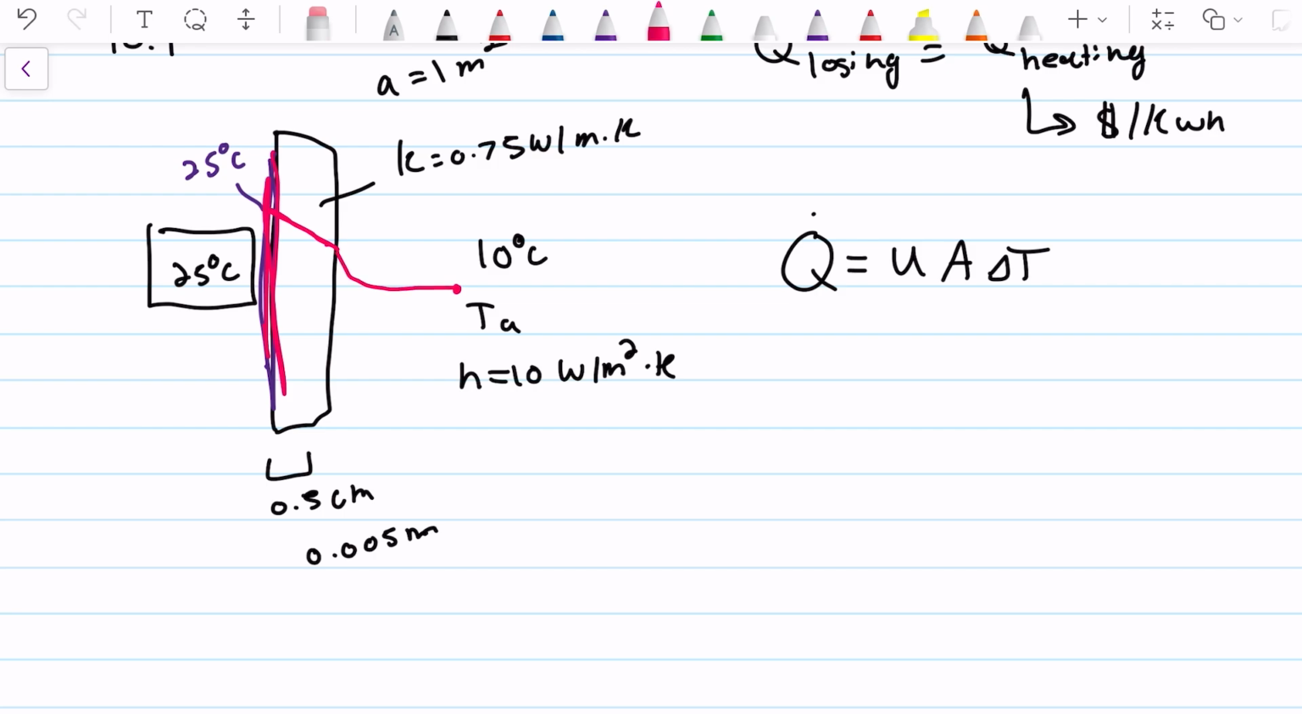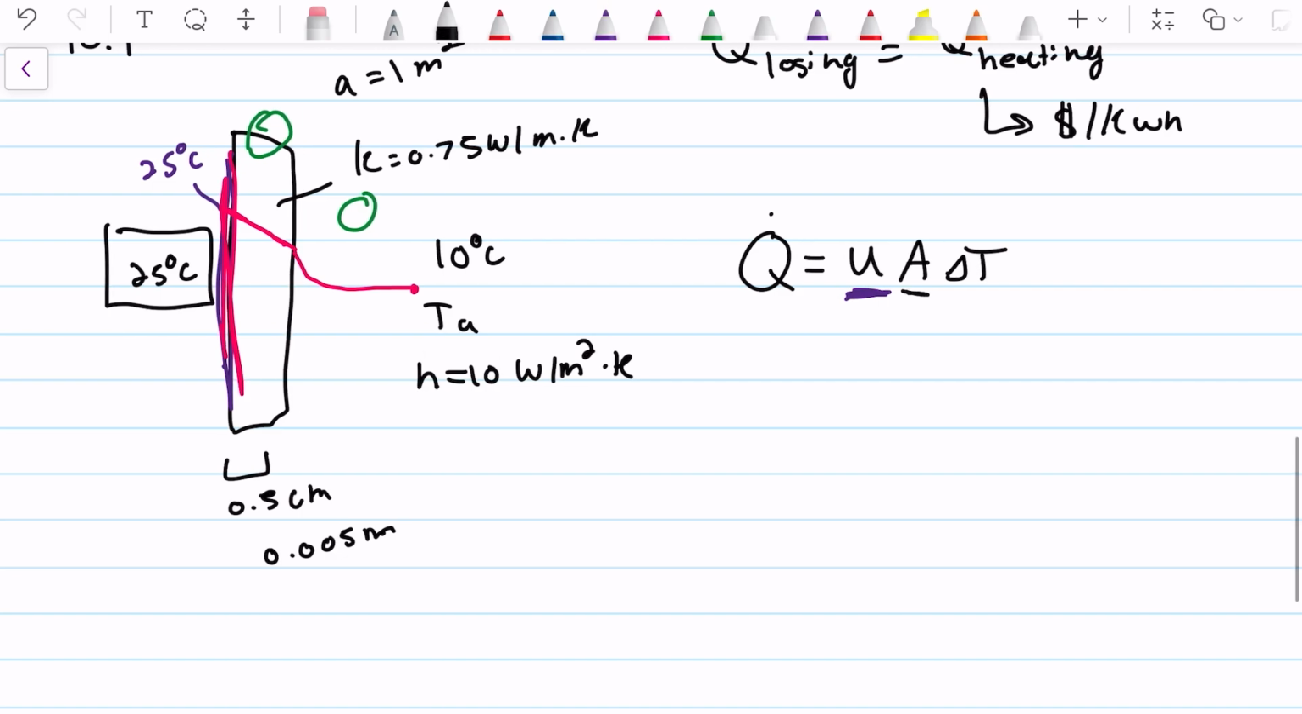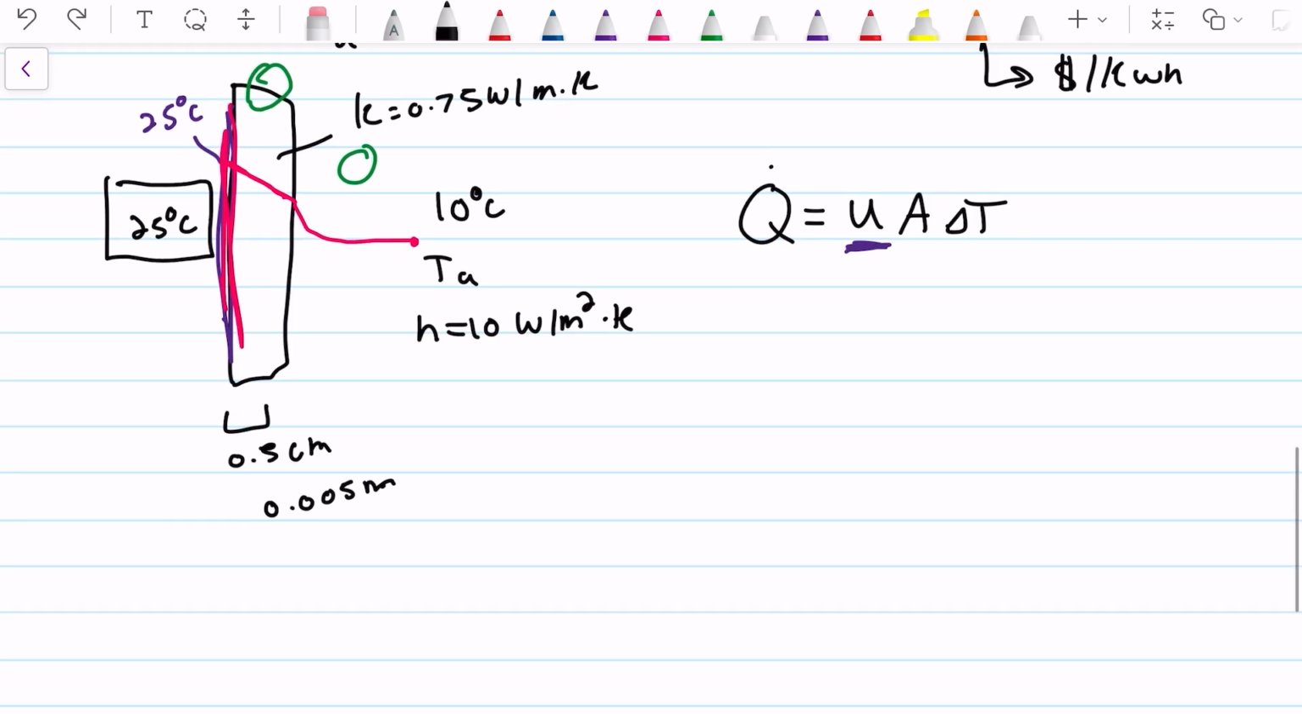So basically, we have two different contributions to the thermal resistance, and it's very convenient to solve problems like this using the overall heat transfer coefficient, because this is known, temperature drop is known. So let's just go ahead and calculate U. So how can we calculate the overall heat transfer coefficient? Well, we can use this equation.